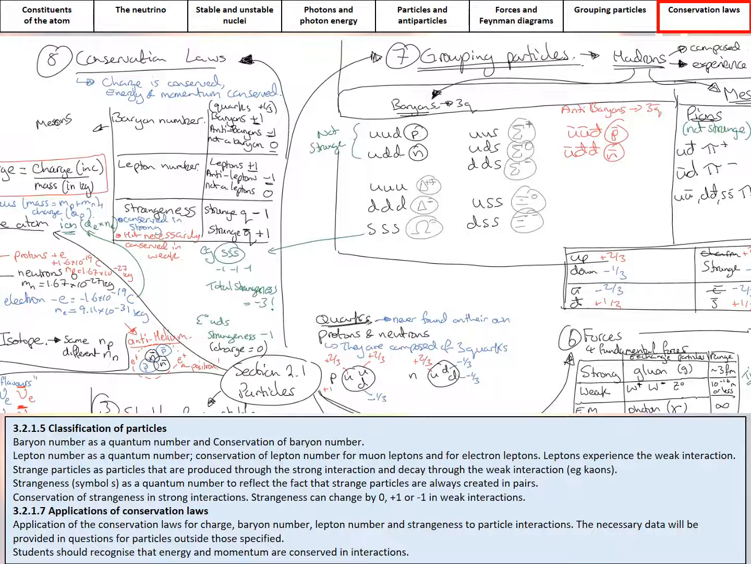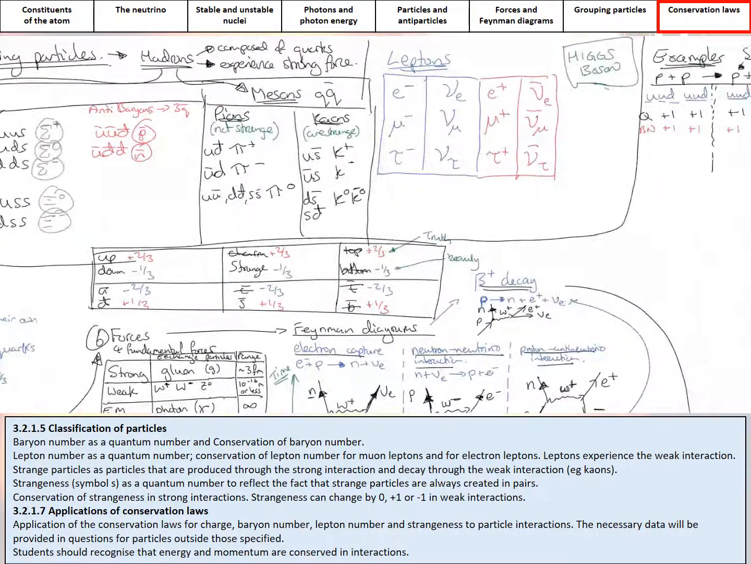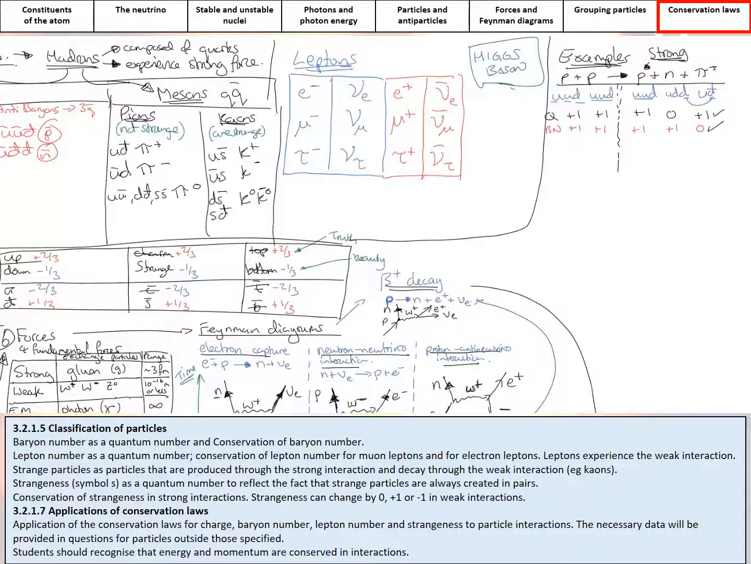So therefore mesons have a quark and an antiquark, which is a baryon number of +1/3, and an antiquark will have a baryon number of -1/3, giving a total baryon number of 0. Mesons are not baryons. They fall into another category, rather obviously. So that's why our meson has a baryon number of 0.